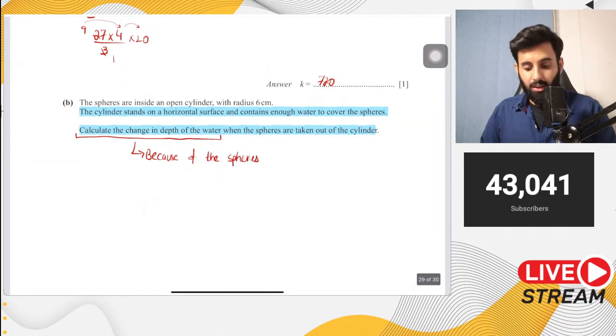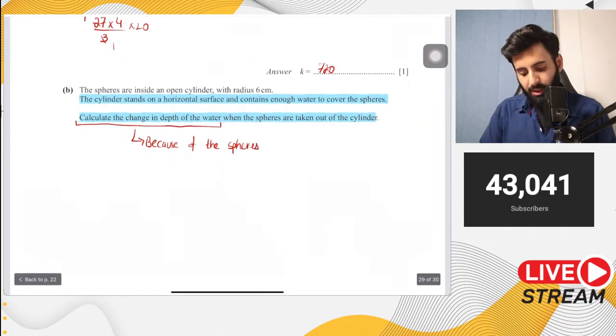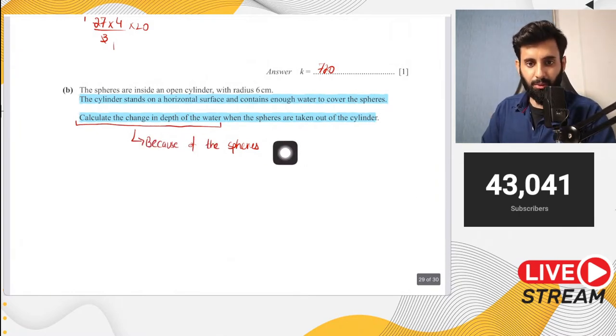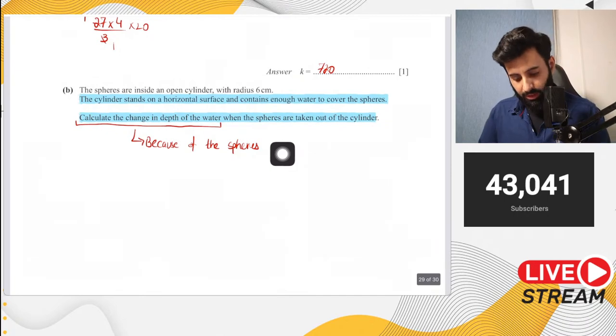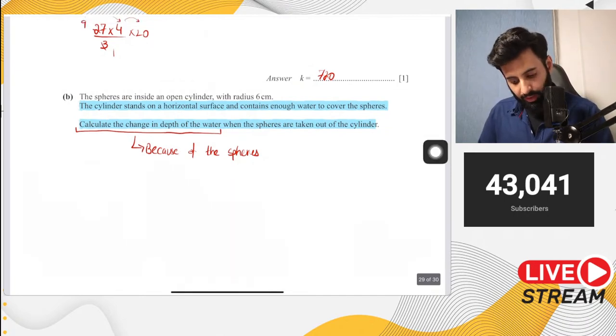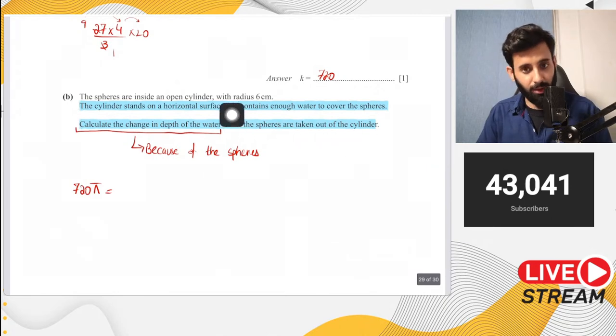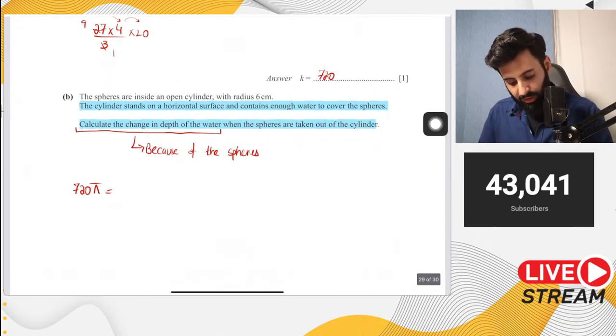So what we need to calculate is the volume of the spheres, which we've already done, and equate it with the volume of the cylinder. So that's what we're going to do. We need to calculate the volume of the 20 spheres, which is something we've already calculated, 720 pi. And this is something that we're going to equate with the volume of the cylinder.